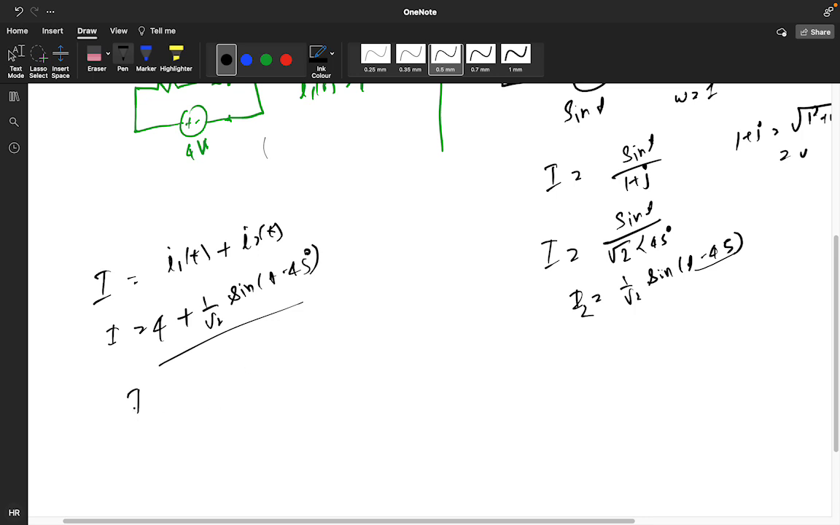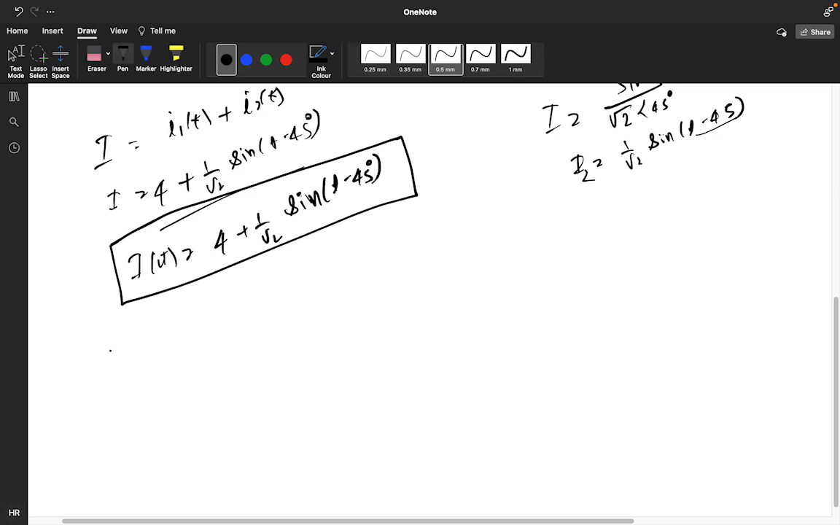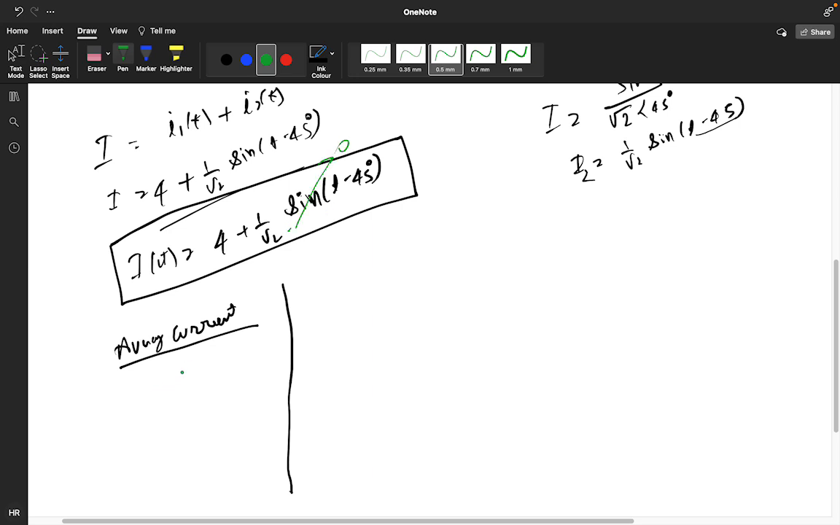Okay, so overall I of t is how much you are getting? 4 plus 1 by root 2 sine t minus 45 degree. So this current you are getting. Now if anyone asks you about the two things, what is the average current in this circuit? So average current will be, the average of a trigonometric function will be 0, because it's getting like this.